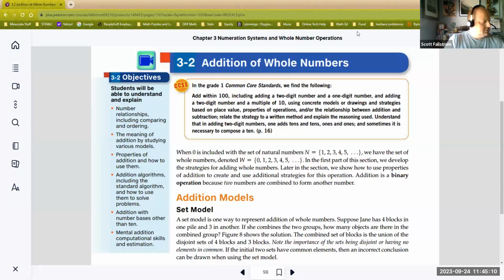Hello, students. We're going to do a very quick pass through chapter 3.2. Of course, you want to make sure that you are reading through this on your own. Sorry for that disturbance. Let's see here. All right, so a couple pieces.